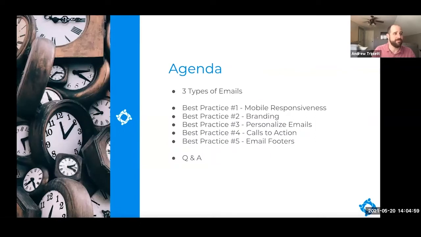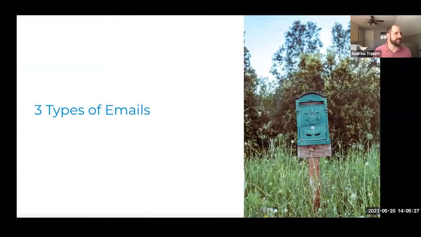Brief agenda before we dive in here, just to give you a lay of the land. We're going to start by talking about the three types of emails. There are actually three different types of emails that we want you to be familiar with that'll help frame our conversation today. From there, we're going to talk about 5 best practices: mobile responsiveness, branding, personalized emails, calls to action, and email footers. And like I said, we will have time there at the end for Q&A. So without further ado, I'm going to hand it over to Chris, and he's going to discuss the 3 types of emails.